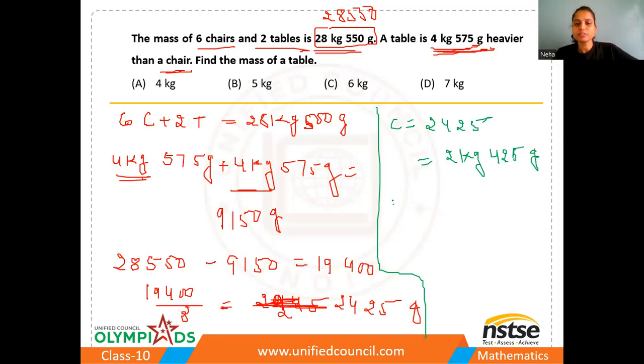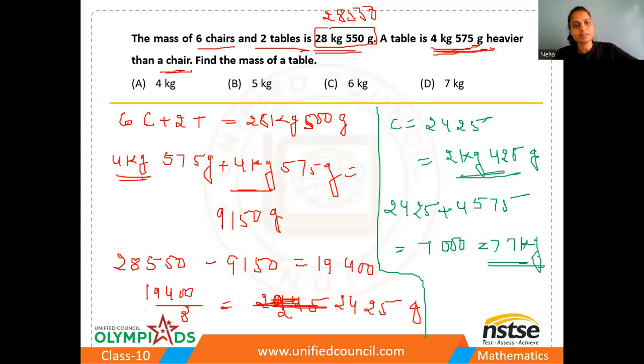So the mass of table is 2,425 and we have to add 4,575 to this. Okay, that means this is total 7,000, which I can say is 7 kg. So what is the mass of chair? This. And what is the mass of table? 7 kg. The question is asking for mass of table, so the mass of table is equal to 7 kg. 7 kg is the right answer for this given question.